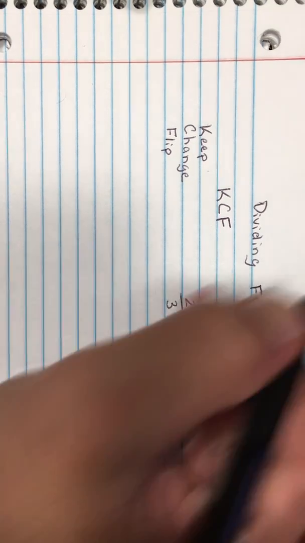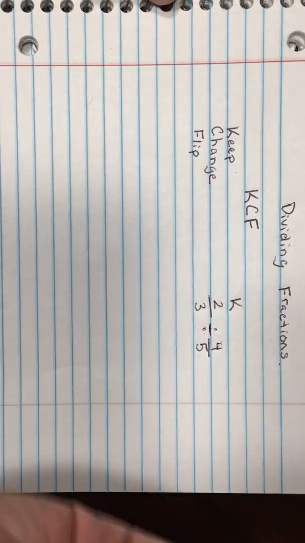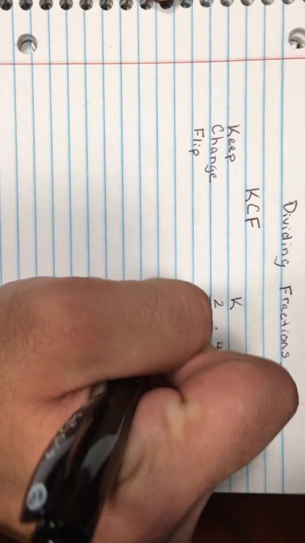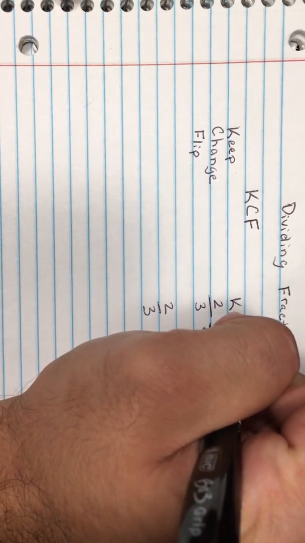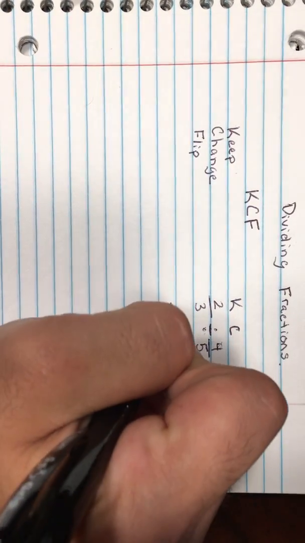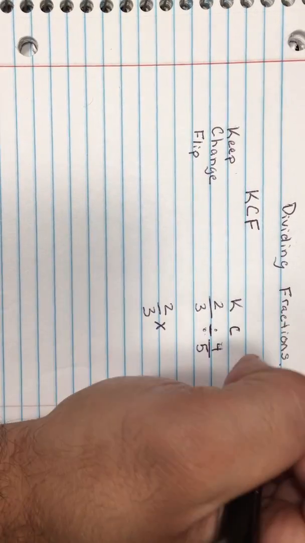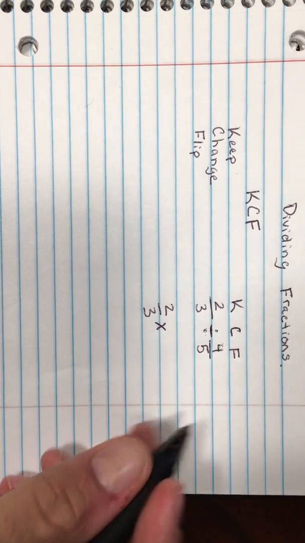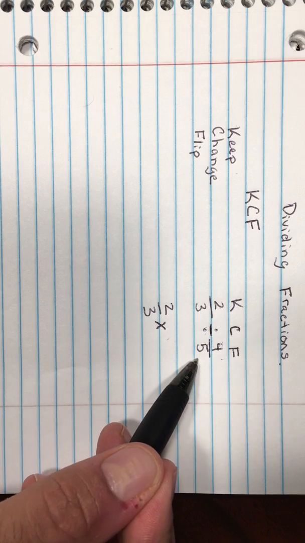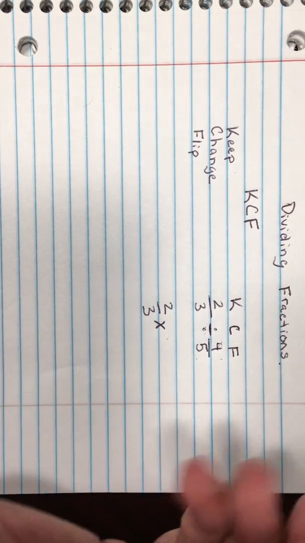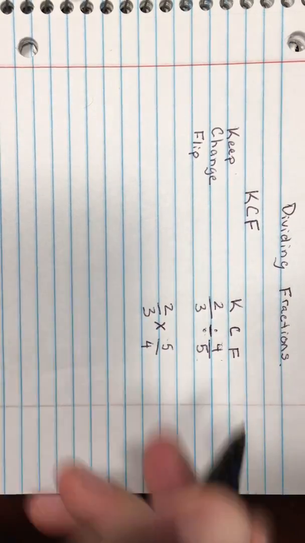So this first fraction is my K, my keep. So what I'm going to do is I'm going to rewrite that exactly the same. So 2/3. Alright? This operation, this division sign, is change. I'm going to change that to a multiplication sign. And then this last one is my flip. I'm going to flip the fraction, and what I mean by that, my numerator is now going to become my denominator, and my denominator is going to become my numerator. So that 4/5 now becomes 5/4.